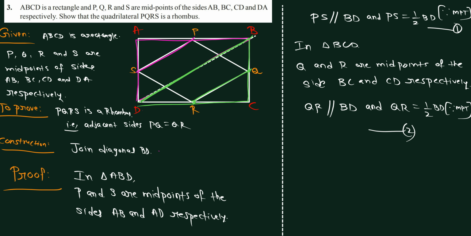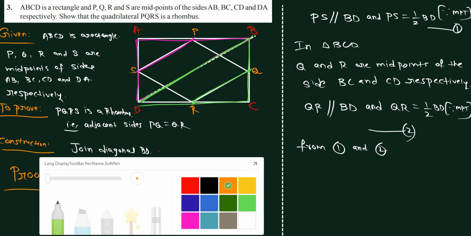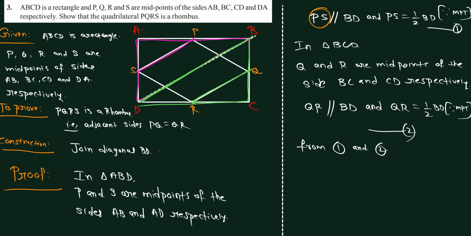From 1 and 2, can I say now? PS is parallel to BD and QR is also parallel to BD. Everyone look at it. Can I say now PS is parallel to QR?